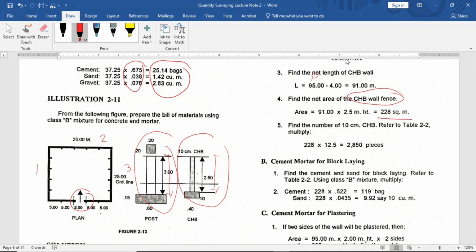228 square meters. So, square meters, so times 12.5. Yan. Kasi area method yan. So, 228 times 12.5. So, sagot natin is 2,850 pieces of CHB.